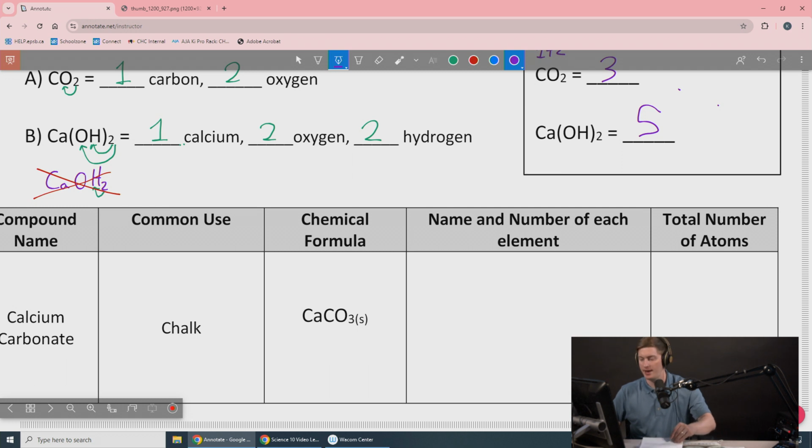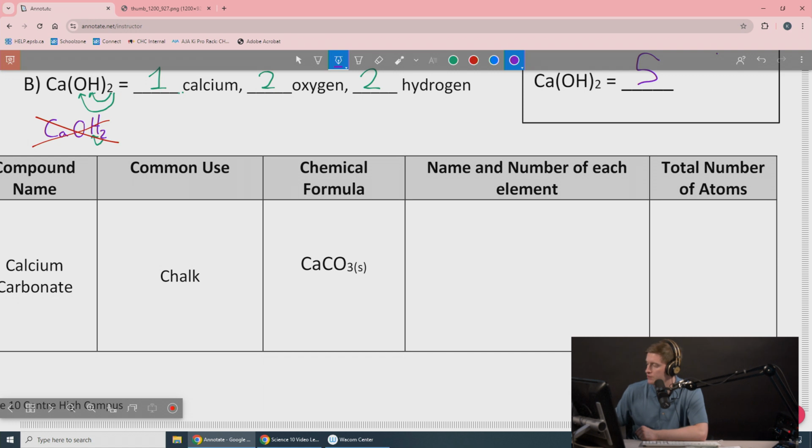I'm going to take a look at this table here, and we'll have some practice counting the number of atoms in these. Calcium carbonate. This is used as chalk. Here is our chemical formula. We've got calcium, carbon, and oxygen. Don't get confused. This is not cobalt and 3 cobalts. This is a capital O, so this is oxygen.